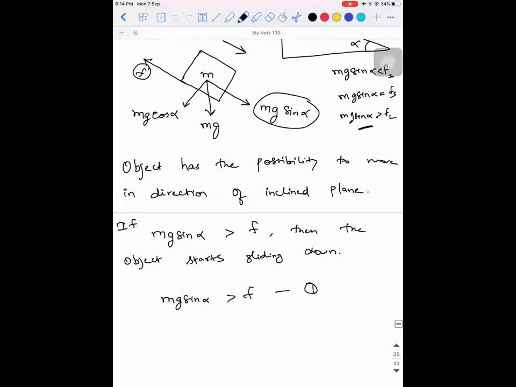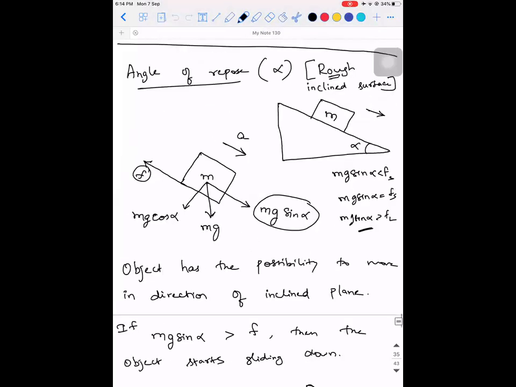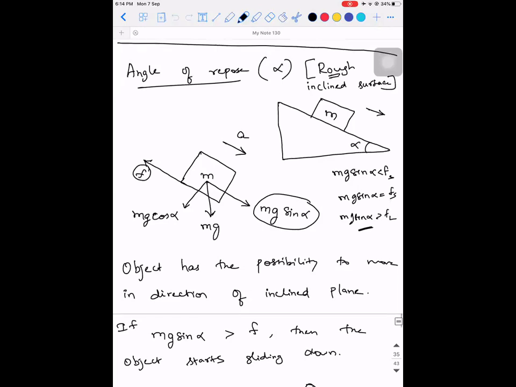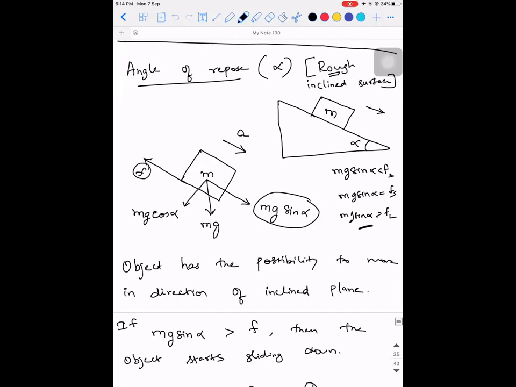You're able to see my screen, right? So I was saying that when there is a block of mass m lying on a rough inclined surface, there will be a force mg sin alpha acting in the downward direction and a frictional force acting in the upward direction, right? So the object has the possibility to move along the inclined plane. This we discussed.